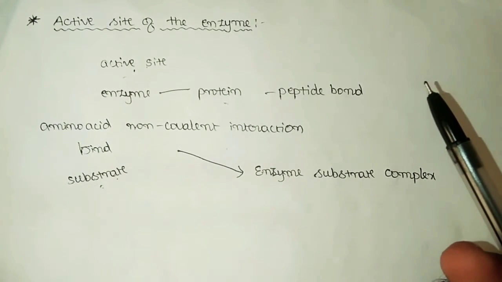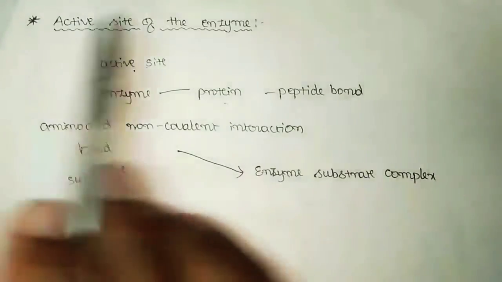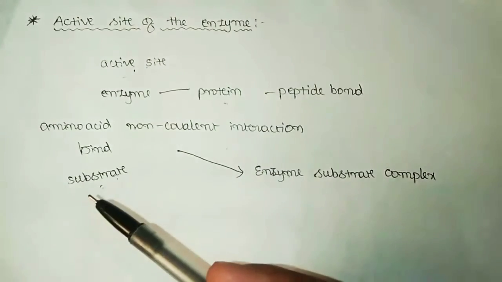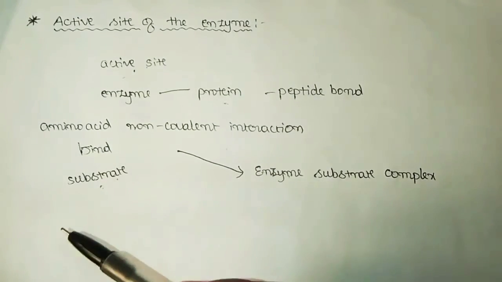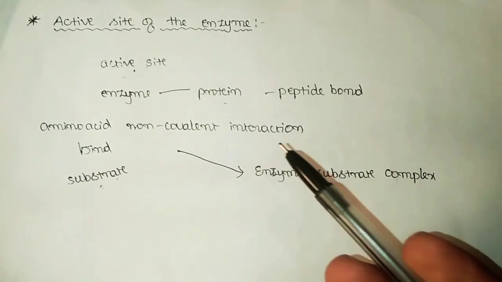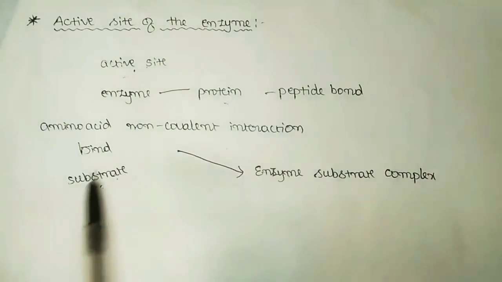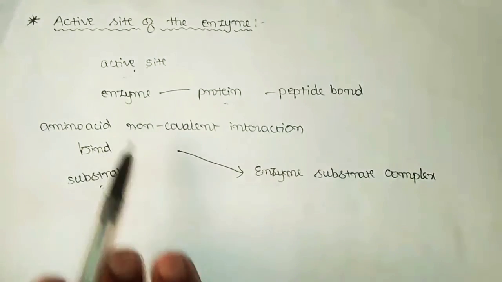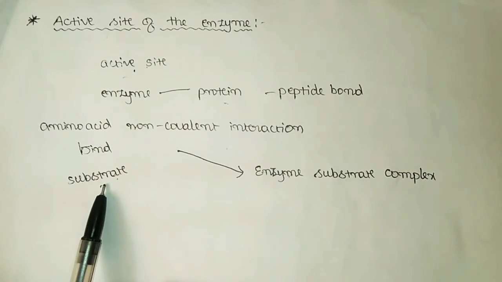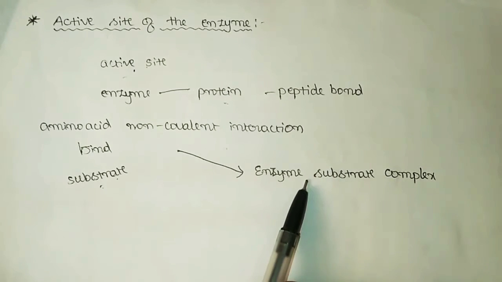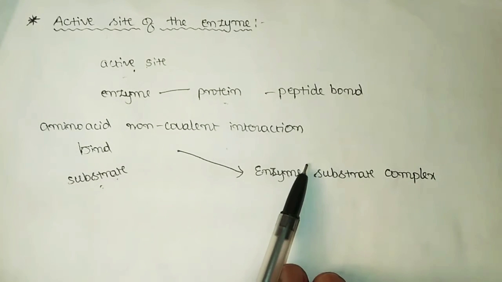So once the product is formed, the product comes out of the enzyme surface, so that the enzyme regenerates and gets back its original structure, and once again the enzyme is ready for receiving substrate molecules. So in this way, the active site activates the substrate molecule to form an enzyme substrate complex, which upon decomposition converts into product.